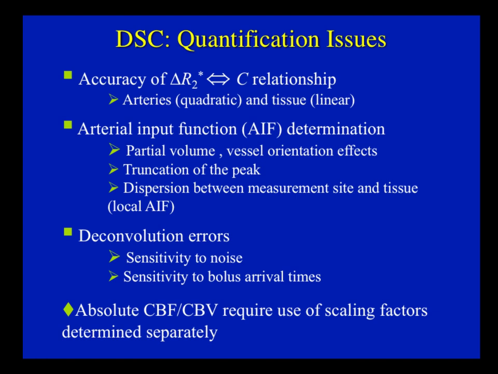So the arterial input function at the tissue can be slightly different from where we measure it. And also in the process of deconvolution, there could be errors because that process is sensitive to noise, and also the time at which the bolus actually arrives. Therefore, because of all these errors, this technique is better suited for determining relative parameter maps.